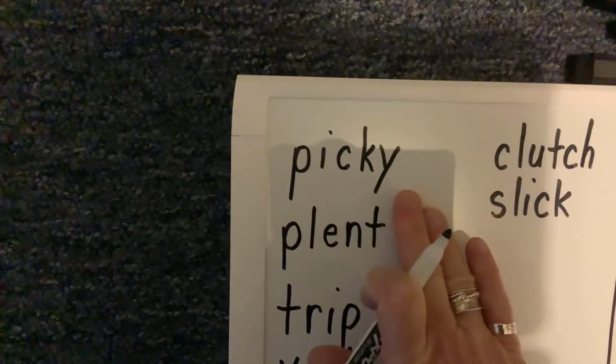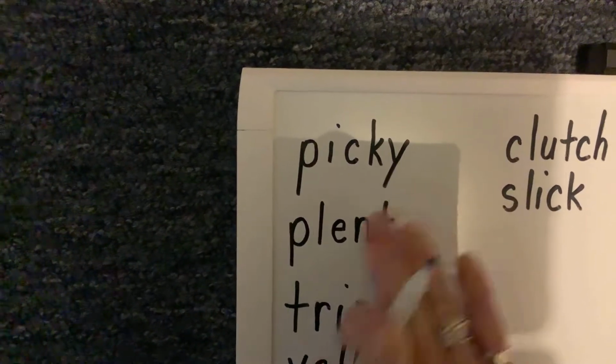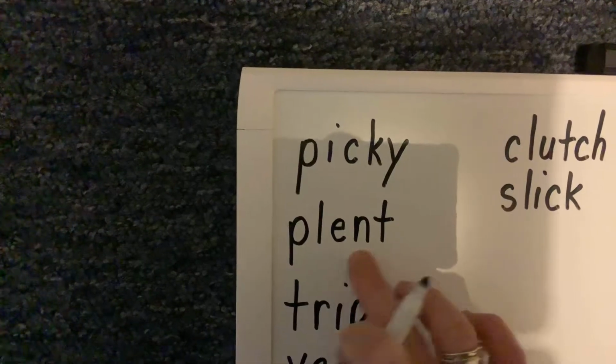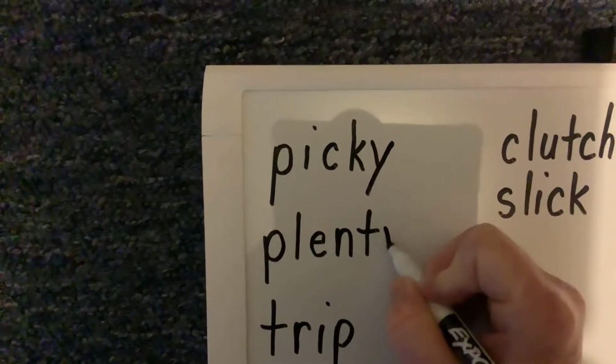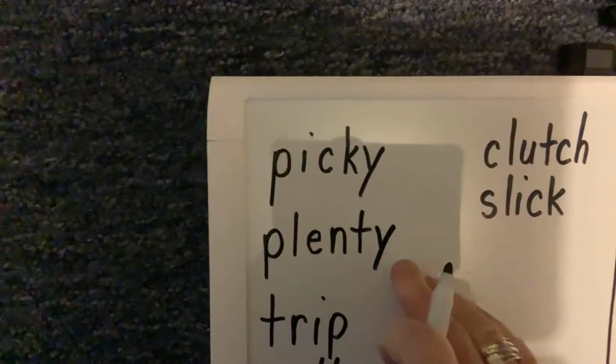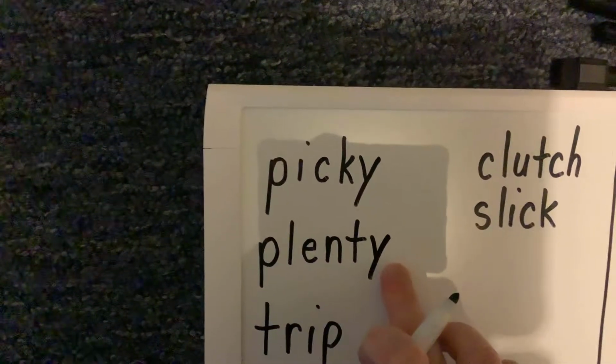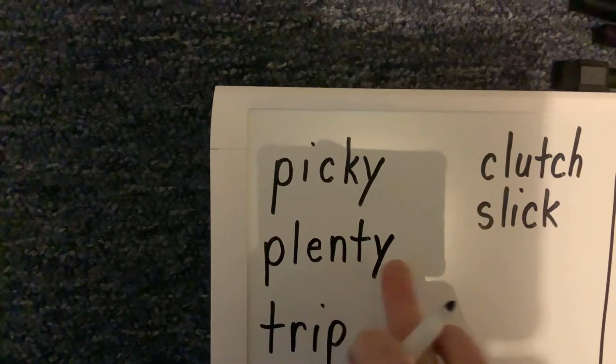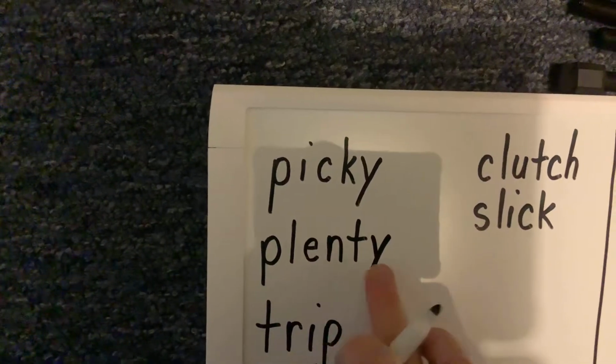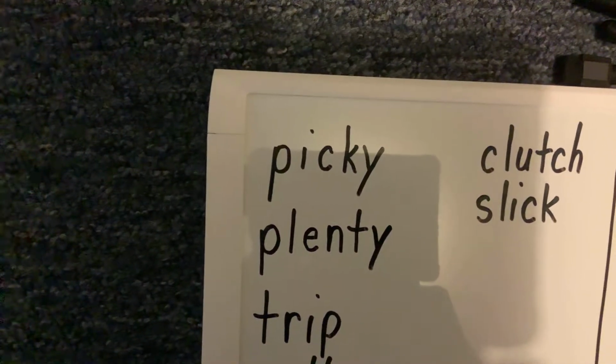Let's try this one. So the base word plent, add our y, it's acting as a vowel. So now we have two vowel sounds in a two-syllable word, y says e, plenty.